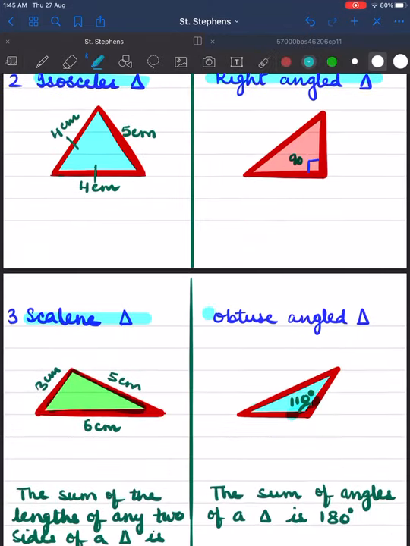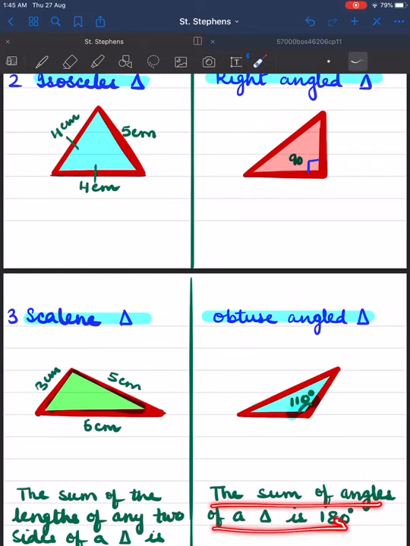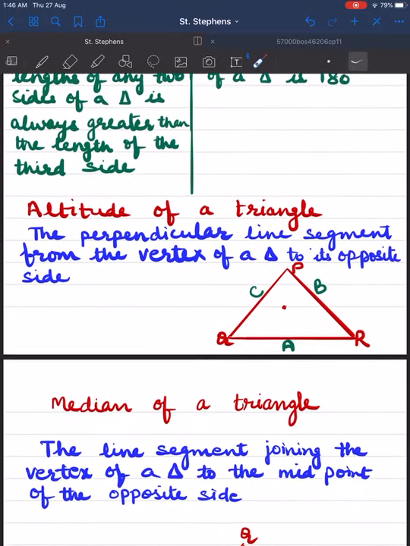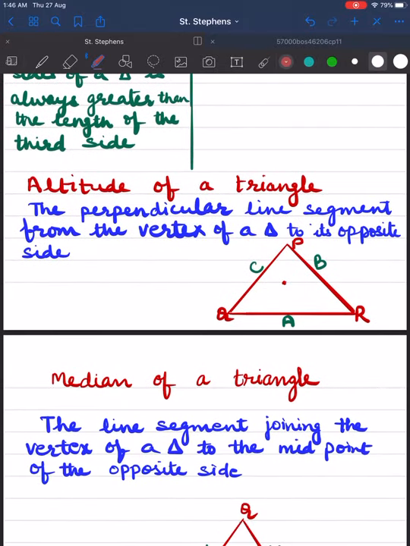Third, obtuse angled triangle. If one of the angles of a triangle is greater than 90 degrees but less than 180 degrees, it is an obtuse angled triangle. So here we observe that one of the angles of the triangle is 110 degrees. So it is an obtuse angled triangle. And remember, the sum of angles of a triangle is always 180 degrees. So here in the above triangle, if we add all the three angles 45 degrees, 75 degrees and 60 degrees, we get 180 degrees.